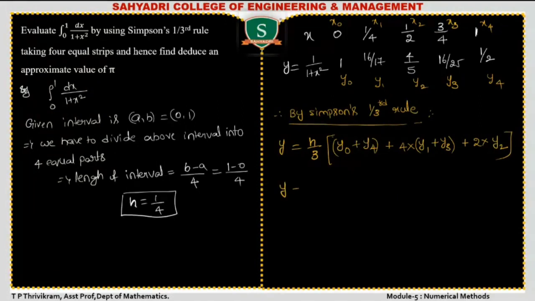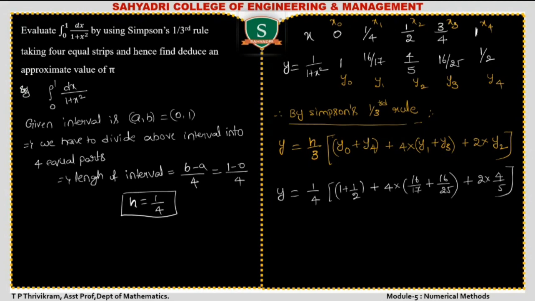So y is equal to h by 3. What is h by 3? That means 1 by 4 into y0 plus this one. So 1 plus 1 by 2, plus 4 into y1 plus y3. y1 plus y3 means 16 by 17 plus 16 by 25, plus 2 into 4 by 5.